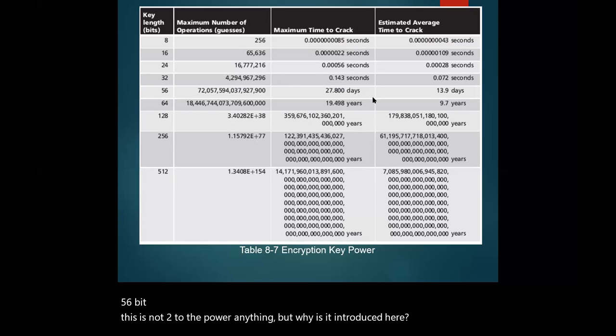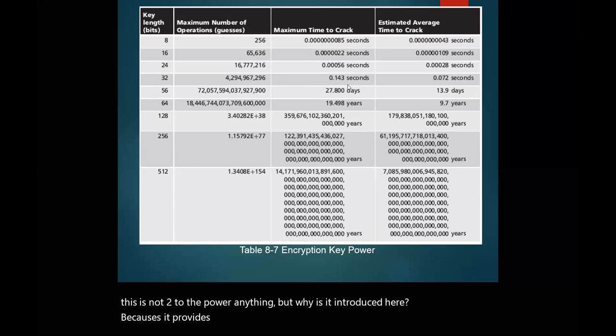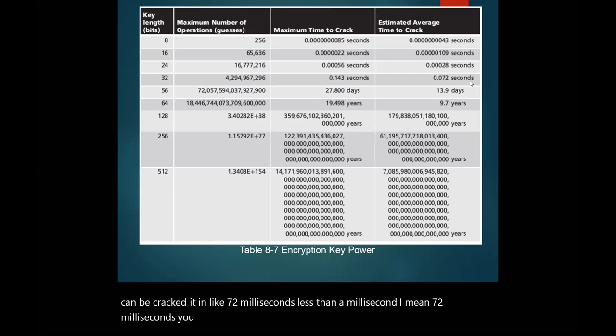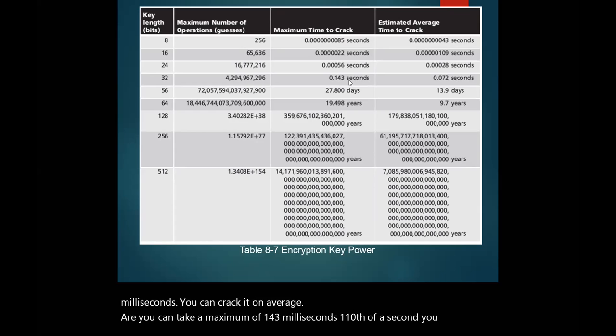Because it provides the security that is enough for you. But if you have a 32-bit key, it can be cracked within like 72 milliseconds. Less than a millisecond, I mean 72 milliseconds, you can crack it on average. Or you can take a maximum of 143 milliseconds. 1/10 of a second, right?